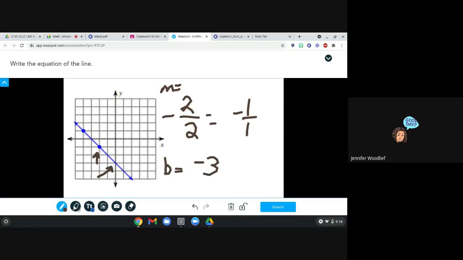So now go back to your near pod, and I want you to write the equation of the line. Y equals mx plus b. So again, you're going to take out your slope, put the slope we found, and you're going to take out your y-intercept and put the y-intercept we found.